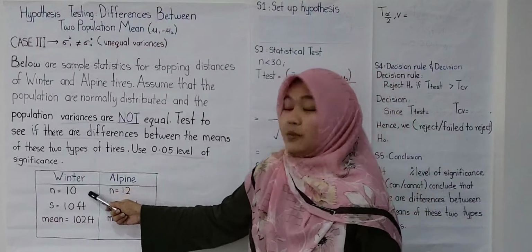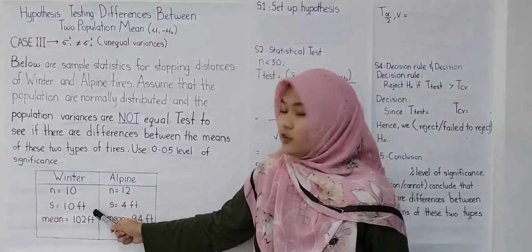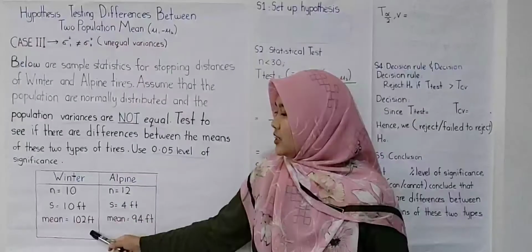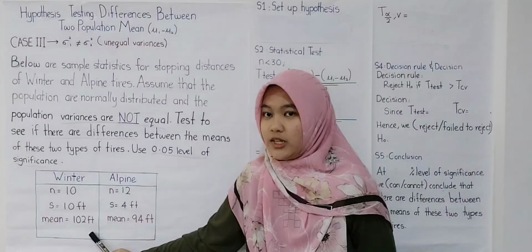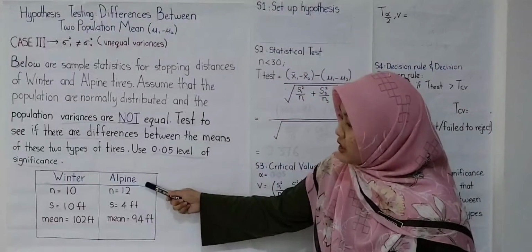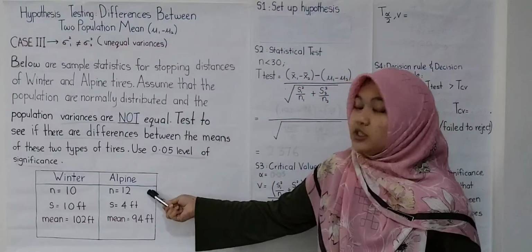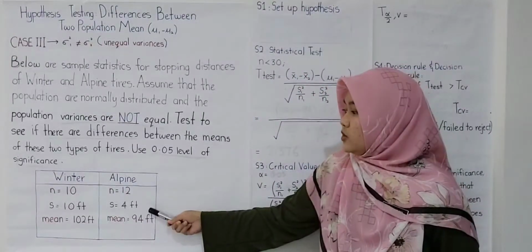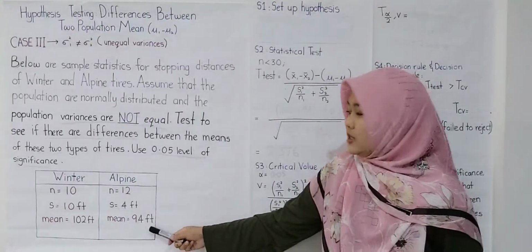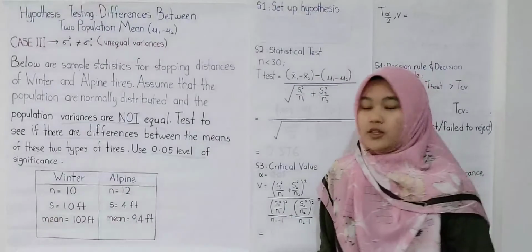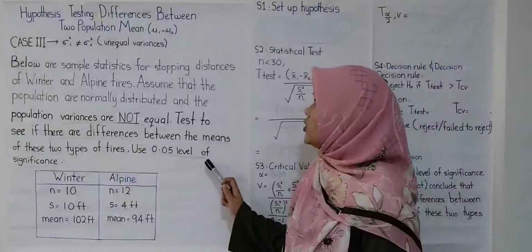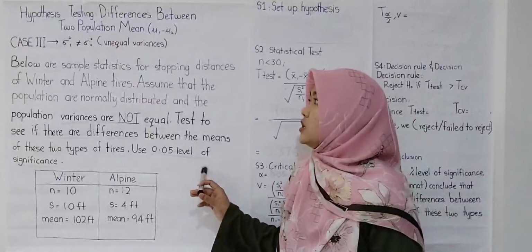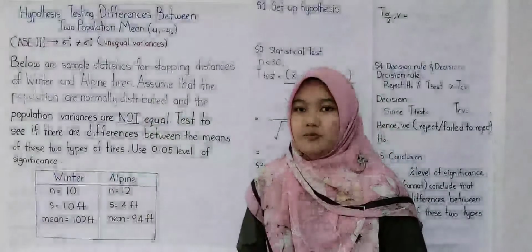Given is the table for winter tire and alpine tire. For winter, the sample size is 10, standard deviation is 10 feet, and the mean is 102 feet. Whereas for alpine tires, the sample size given is 12, standard deviation is 4 feet, and the mean given is 94 feet.